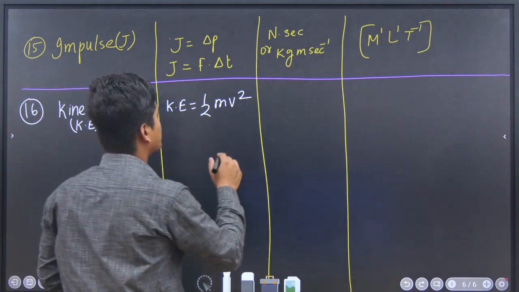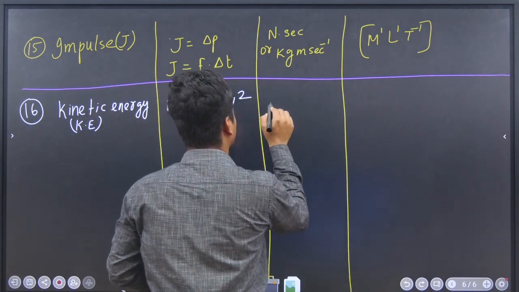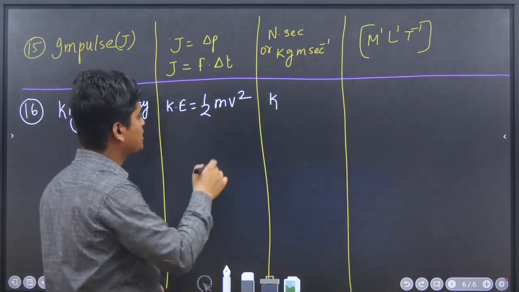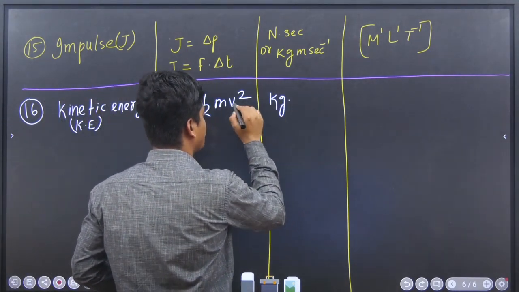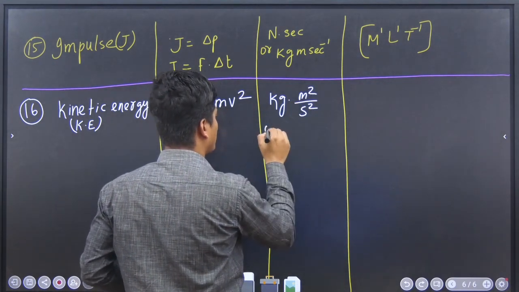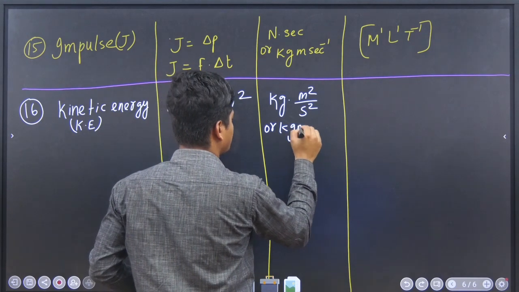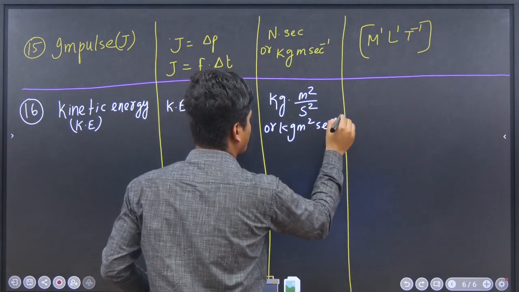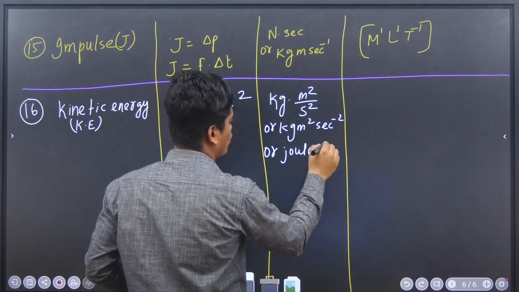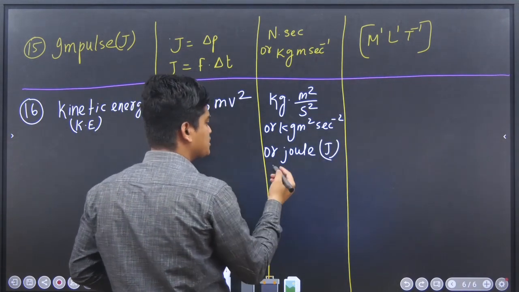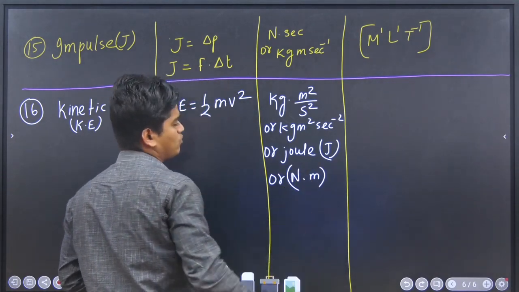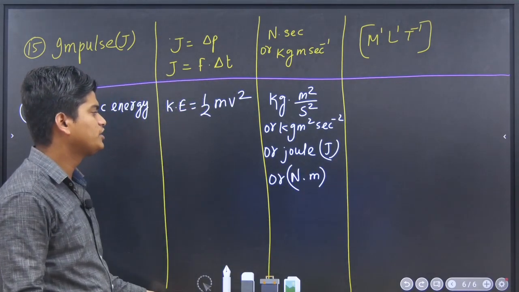So half mv square. If you want to write the unit, half will have no unit or no dimension because it is a constant. Mass has unit kg, v square means meter square by second square, so you can write kg meter square second to the power minus 2. This can be written as joule, or capital J. Similarly, you can write Newton into meter also. This joule can also be written as Newton into meter.